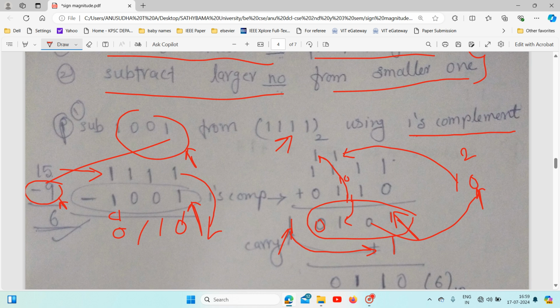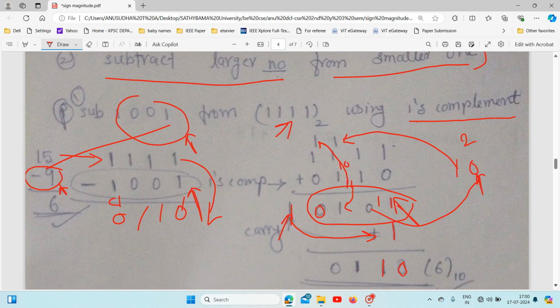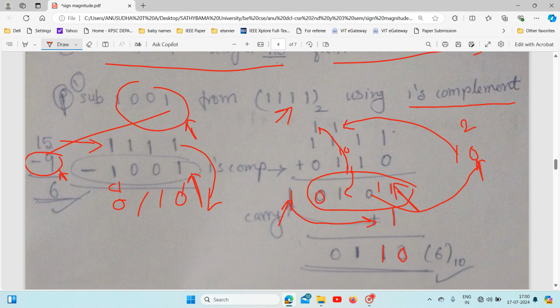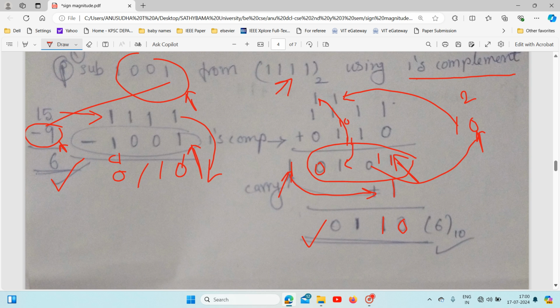Here the carry exists, so you have to add this 1 with the LSB. 1 plus 1, the result is 0, carry 1. This is a plus operation, so you have to add this 1. The result is 1, 0. What is the decimal value of this binary number? It is 6. So the decimal subtraction and the binary subtraction results are the same. Now we will discuss another problem.